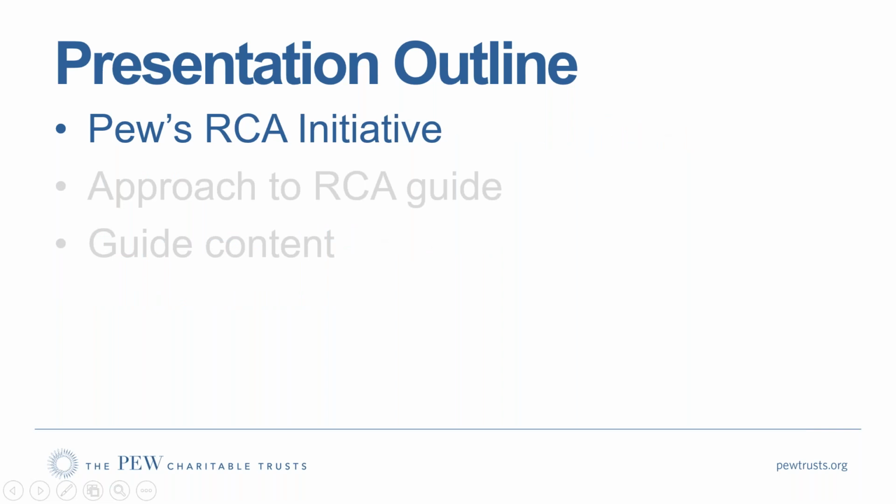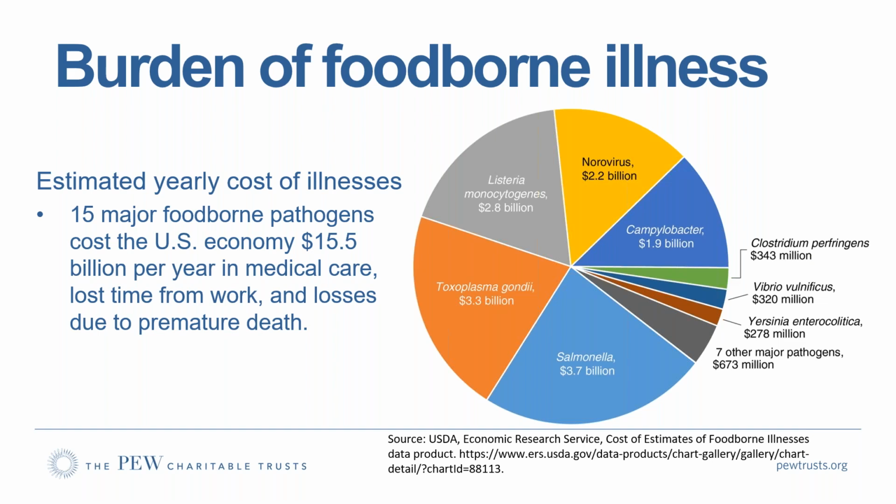Okay, and on to the initiative. So first, just to put the value of having a safe food supply in perspective, as I'm sure many of you already know, the burden of foodborne illness in the U.S. is enormous. The estimated yearly cost of illness caused by the top 15 pathogens is about $15.5 billion. And an outbreak or recalls can cost companies themselves millions or just completely shut them down. So $15.5 billion is nothing to sneeze at. And that includes medical care and lost time from work and the losses from premature death. So it's a huge public health burden.